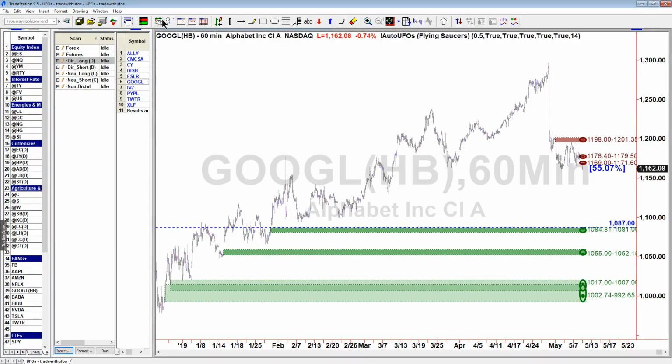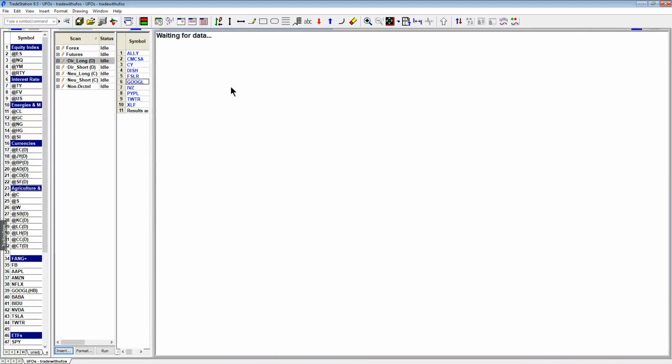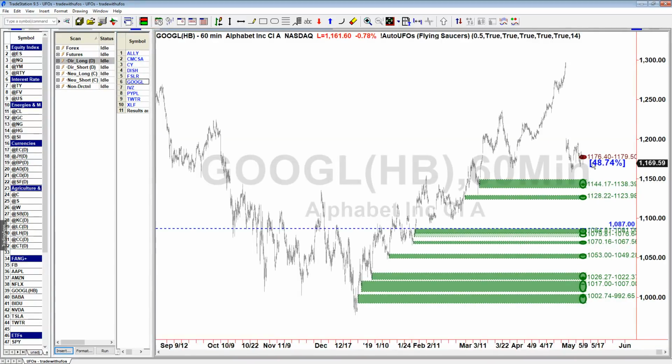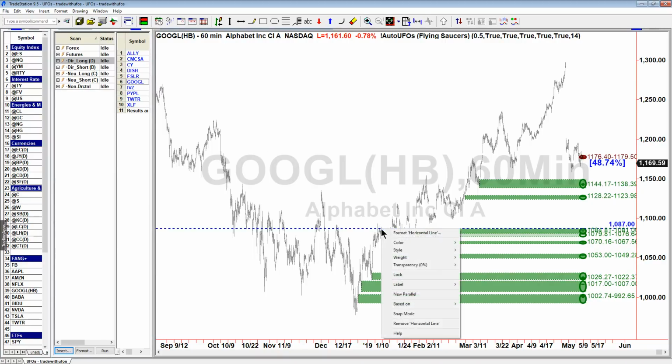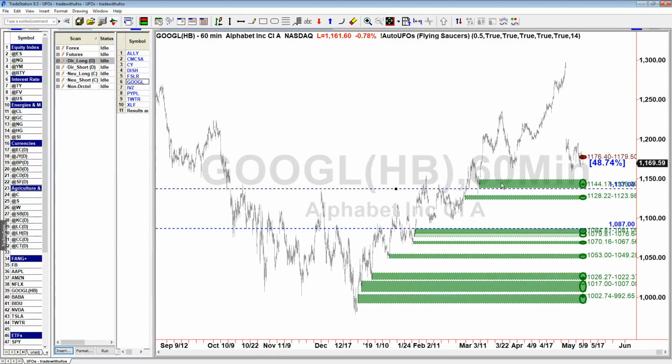If I go back to the pre and post to the regular session, we got 48% instead of 74, and really we do have something starting at this level, which is 1149. Okay, but to be honest, I'm not liking it.